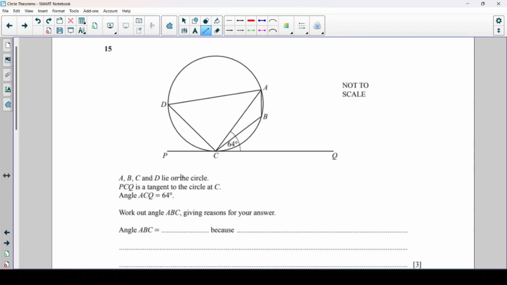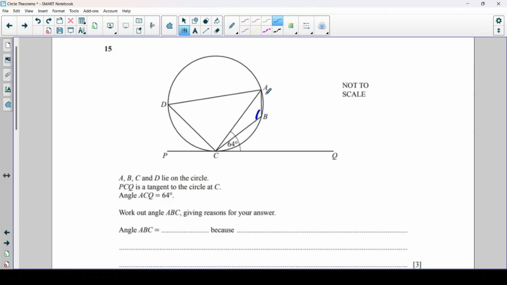This question wants us to find angle ABC, but it wants us to give reasons as well. Okay, now we've got a tangent, we've got a triangle connected to that tangent, so it could be one where we're going to use the alternate segment theorem. Let's first of all just show where ABC is. We're trying to find that angle there. I don't immediately see an obvious way to find that.